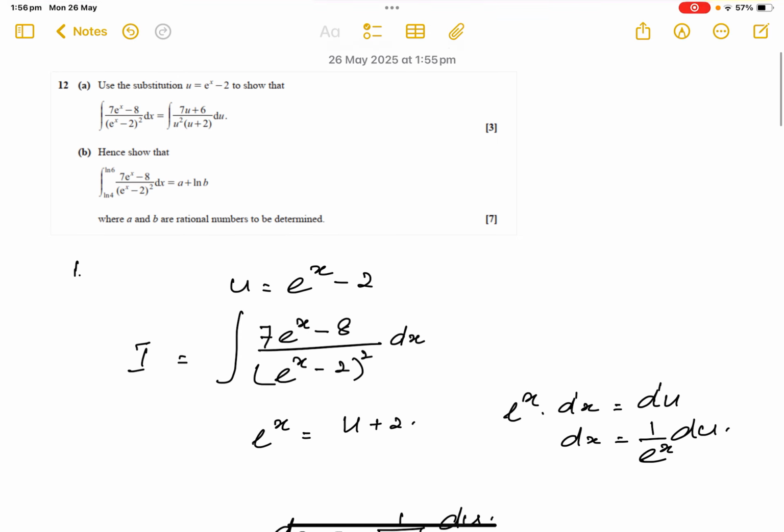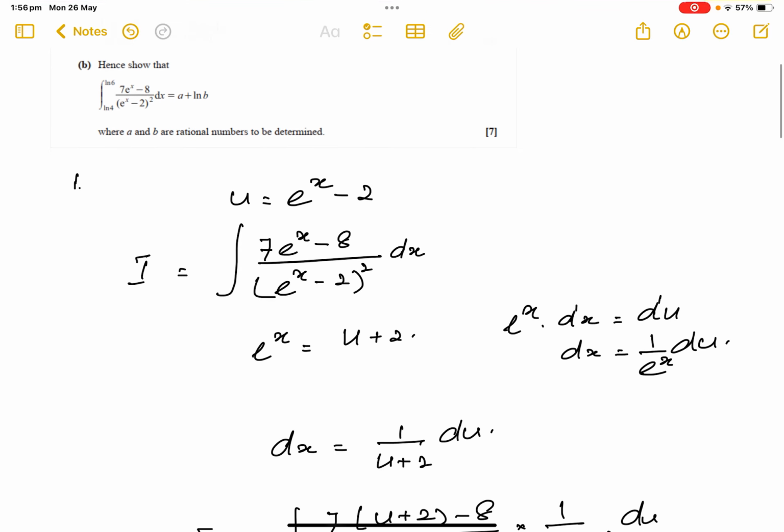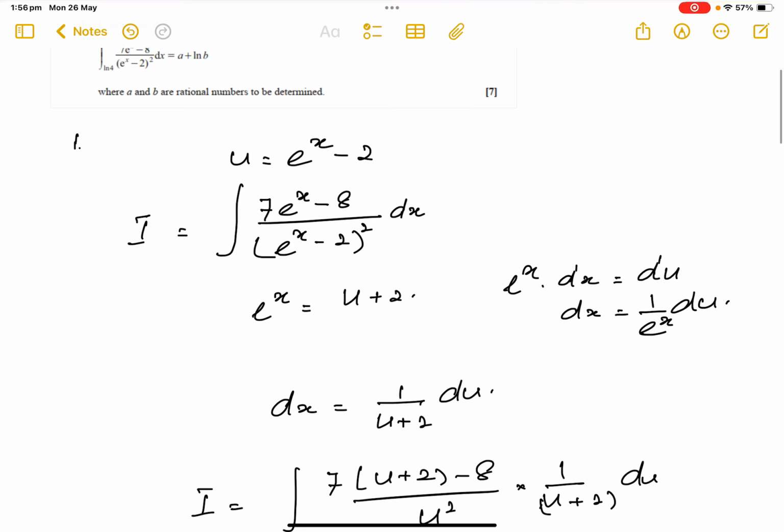Okay, let's start with the first part. The substitution given is u equals e to the power x minus 2. All you have to do is just substitute, or change x into u. That's all we have to do for the first part. So I just call it I, the integral of 7e to the power x minus 8 over (e to the power x minus 2) whole thing squared dx.